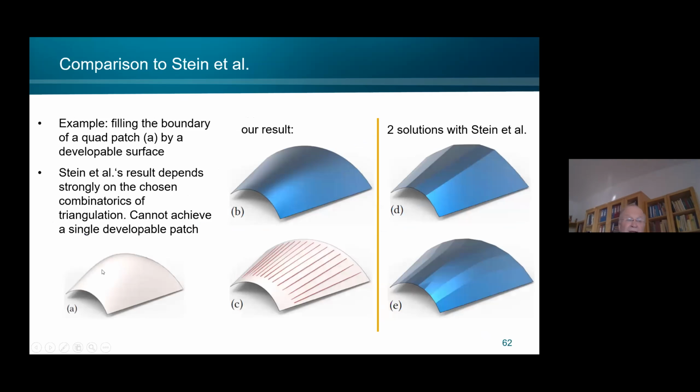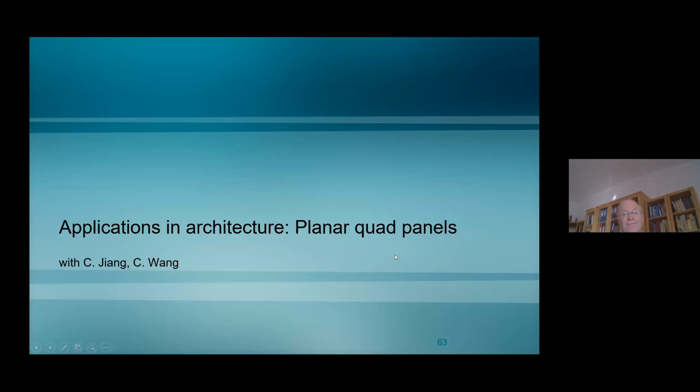So when we take here this surface under A and apply Stein's method for 2 different triangulations, we get 2 different solutions. For a piecewise developable surface, which is not an approximation or a good approximation of a single smooth developable surface, which we can get very easily with our method shown here. And we do not even need an alignment of rulings at the boundary. So here, this is not the ruling actually, it's slightly curved.